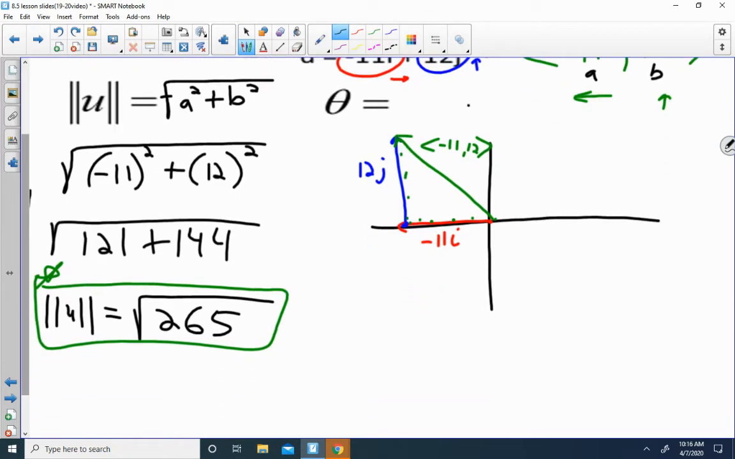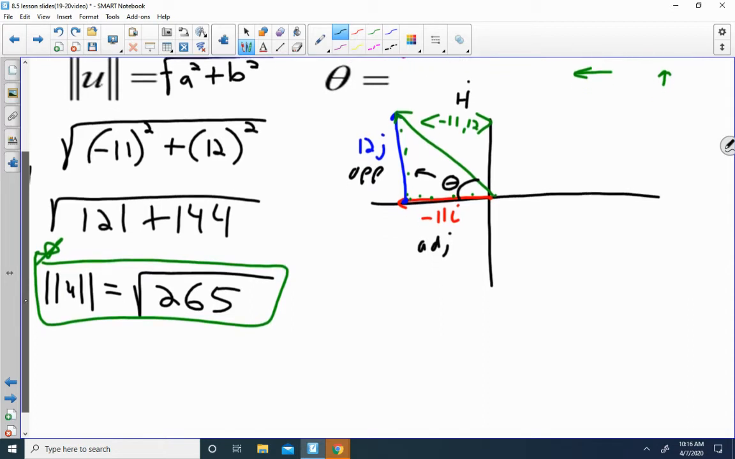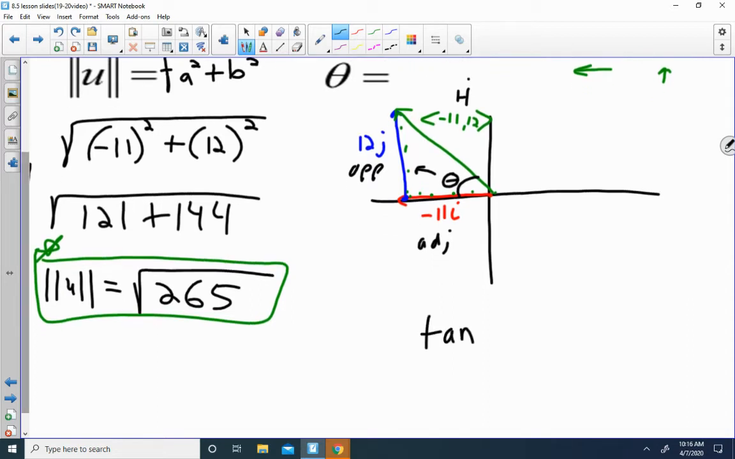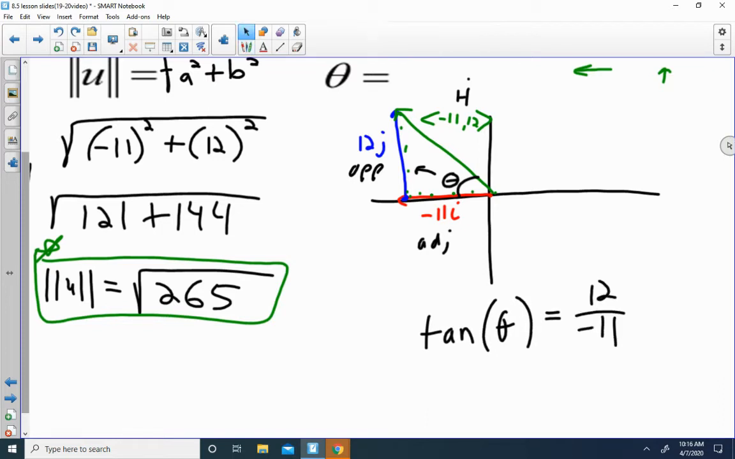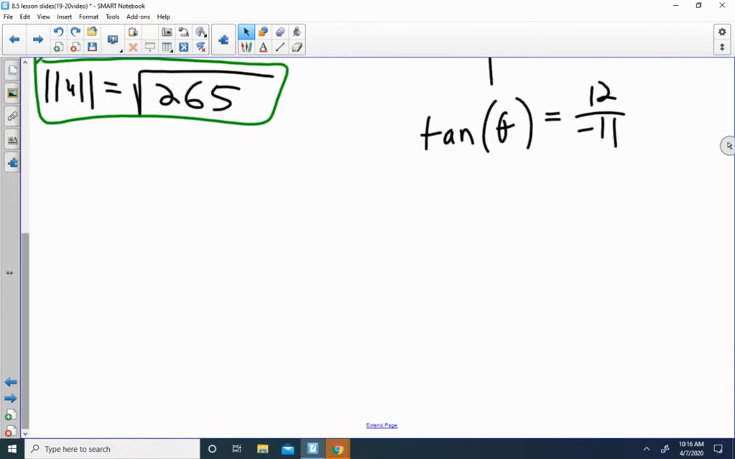And now that we have a triangle, we can now find the angle for this triangle, where this side is the opposite, this side is the adjacent, this side's the hypotenuse. So, we already have an opposite and adjacent, two easy sides. We can go ahead and use tangent for that. So, tangent of our angle, opposite over adjacent, which will be 12 over negative 11. Again, we'll be doing tangent inverse of both sides.